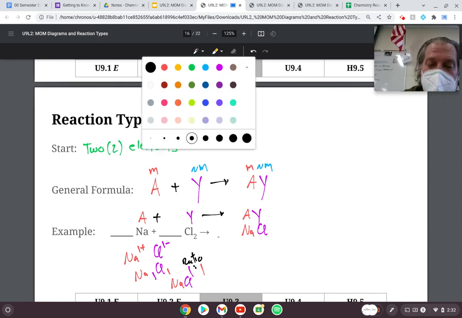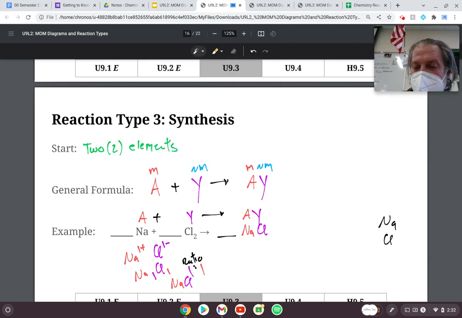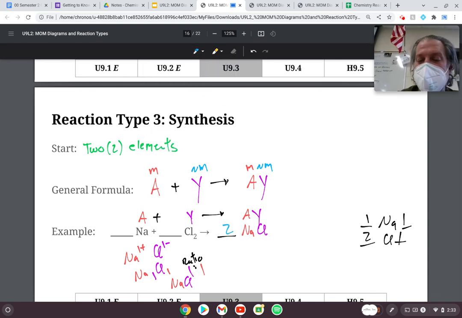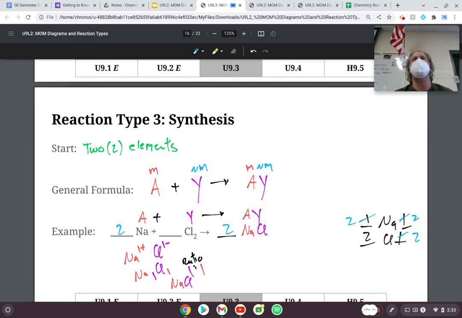So now what I need to do is balance this reaction. And so I have an Na and a Cl. On the reactant side, I have one Na and two Cls. And on the product side, I have one Na and one Cl. I'm going to add a coefficient to the NaCl over here, which gives me my two sodiums and my two chlorines. So now my chlorines are balanced, but my sodiums are not. So I'm going to add a coefficient of 2 here, and then that balances everything, and that's a synthesis reaction.